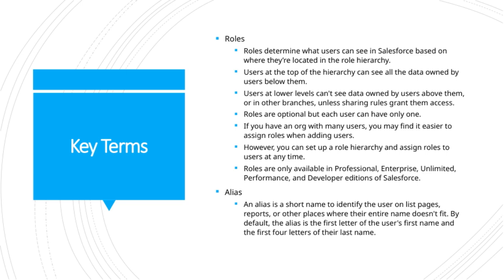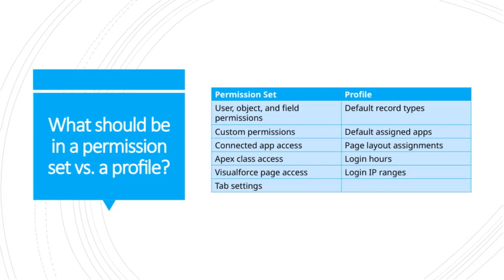Now, let's take a closer look at the comparison between permission sets and profiles. On this slide, we see a table that highlights the key differences. First, permission sets primarily deal with user, object, and field permissions, as well as things like custom permissions and connected app access. They allow us to add specific permissions to a user without changing their overall profile.